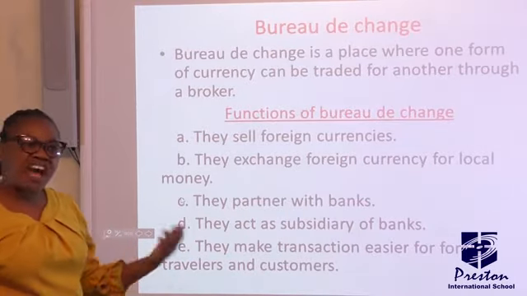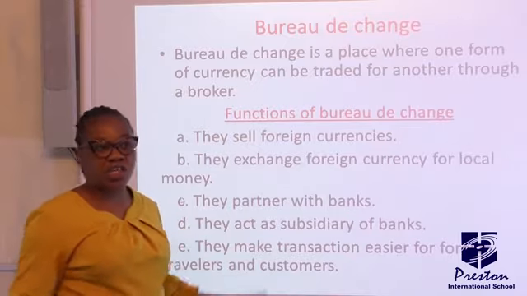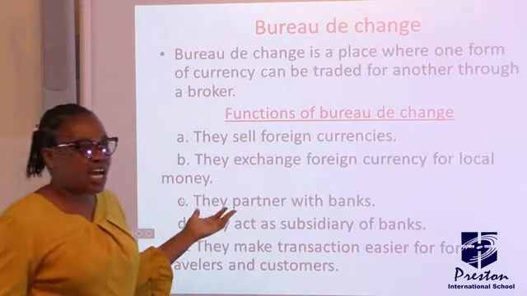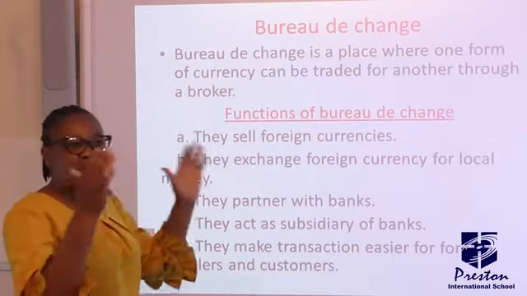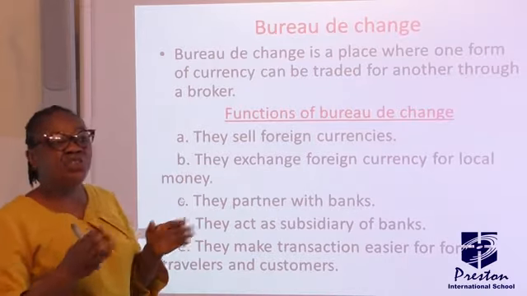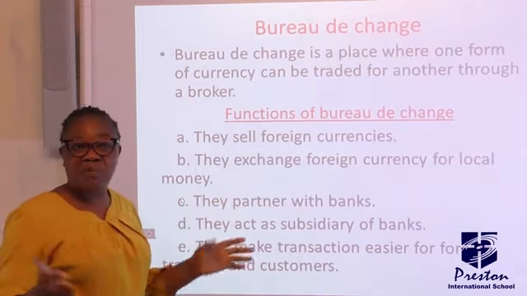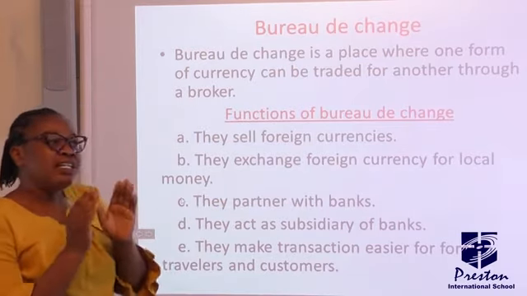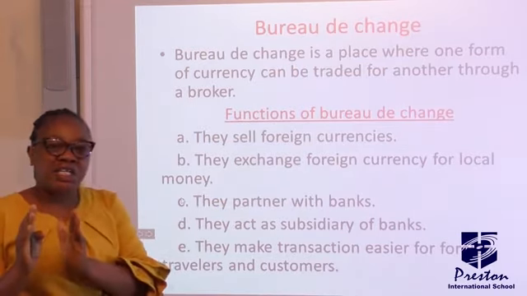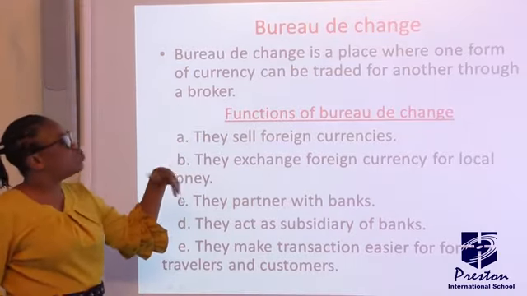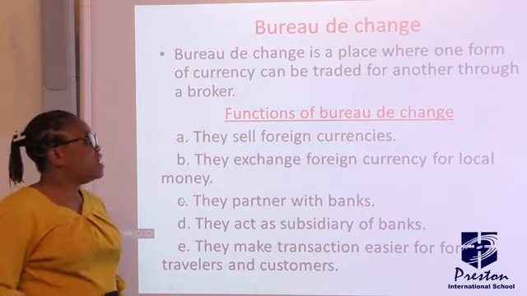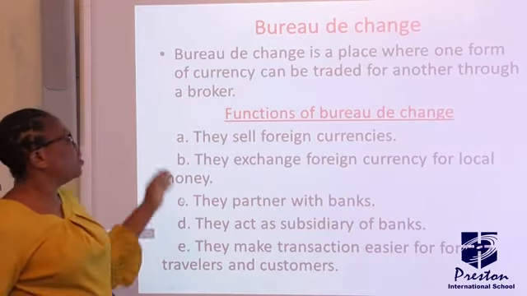Bureau de change, you may have been hearing the word bureau de change. Now if you get to virtually all the states, you see all these abokis. Some of them have their offices. And mind you, don't just think they just set them up and they are just there. Now, they do register with the CAC, the Corporate Affairs Commission. Now, bureau de change is a place where one form of currency can be traded for another through a broker.